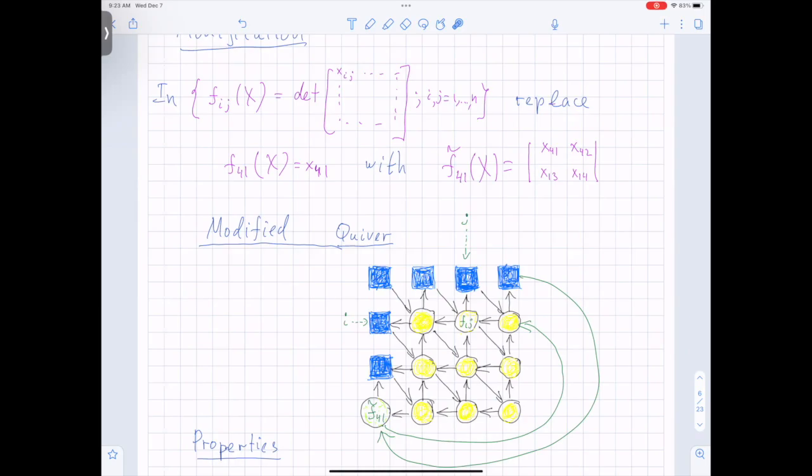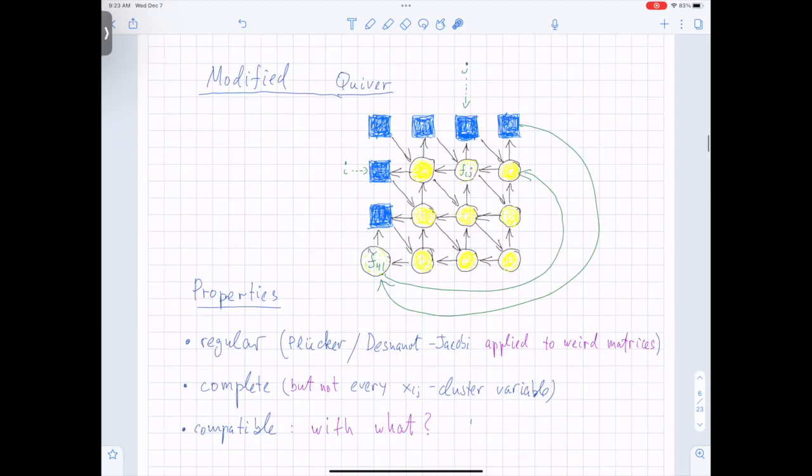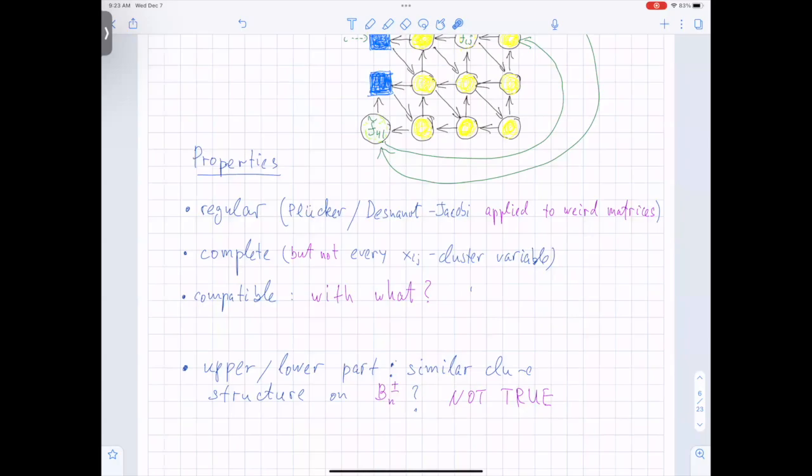And I will not bother with that, but what I can say is, what are the properties? So again, it's regular. It's still complete, but in a more generalized sense, which I will not go into. But what is it compatible with? What happened to our Poisson bracket now? Because I did something to my functions without any regard to the Poisson bracket. And no longer do the upper and lower parts of my picture relate to upper triangular or lower triangular matrices. So that has to be replaced with something.